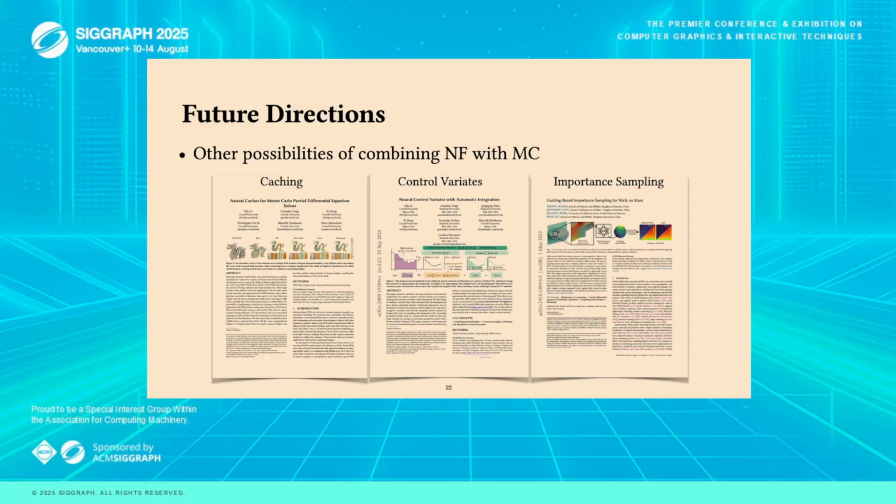Other than caching and control variates, neural networks open the door to many new variance reduction strategies. For example, Huang et al. recently proposed a neural-guided walk-on-stars approach for variance reduction, in which they learn a neural space-conditioned guiding distribution to importance sample high-contribution regions.